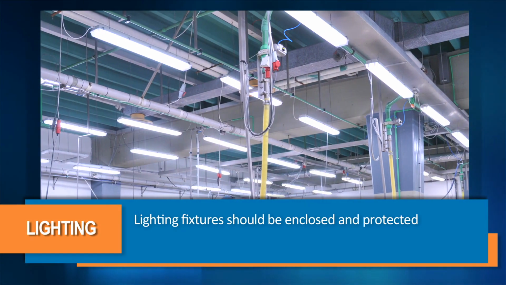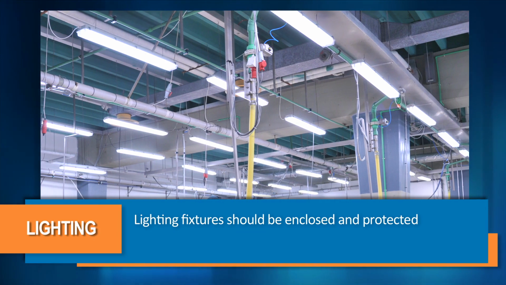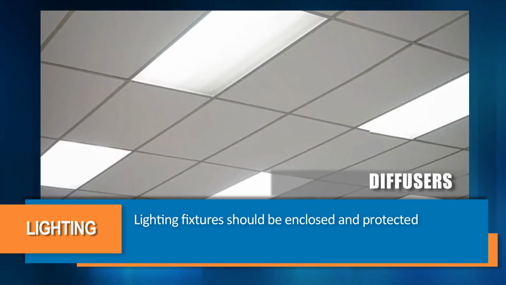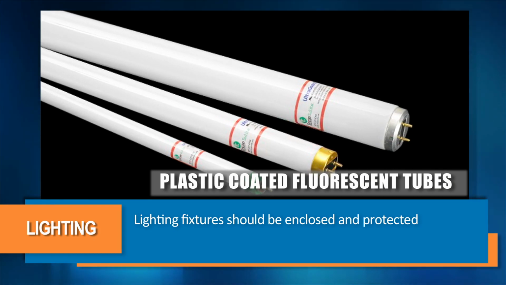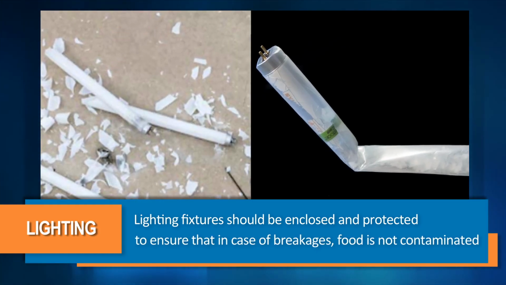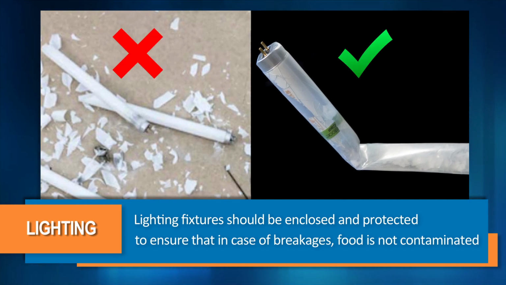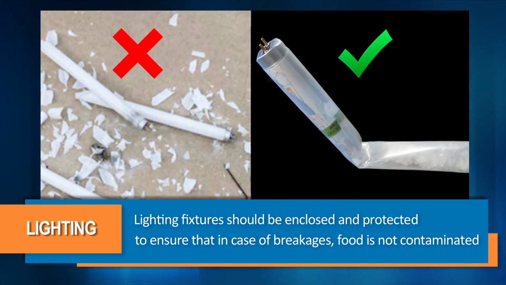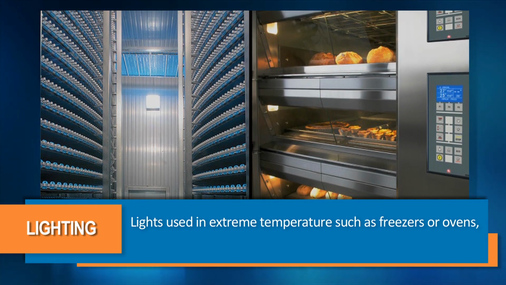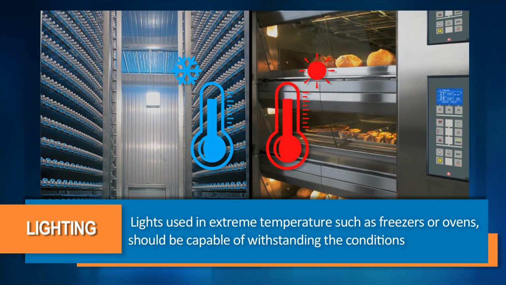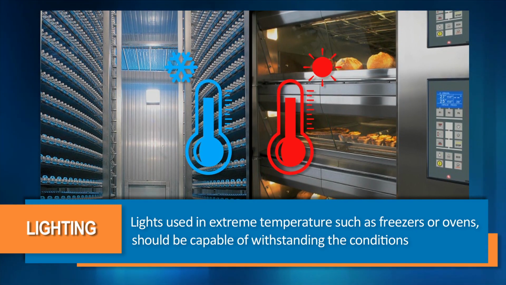Lighting fixtures should be enclosed and protected using diffusers, plastic sleeves or plastic coated fluorescent tubes to ensure that in case of breakages, food is not contaminated. Lights used in extreme temperature, such as freezers or ovens, should be capable of withstanding the conditions.